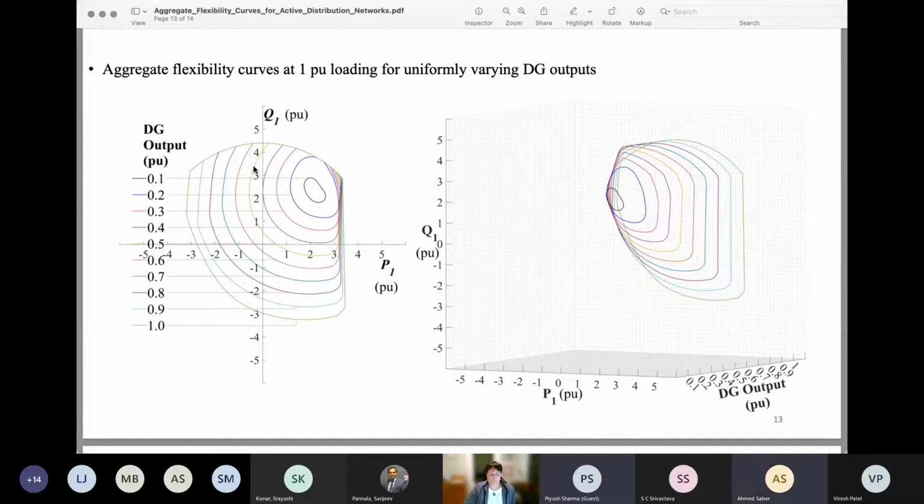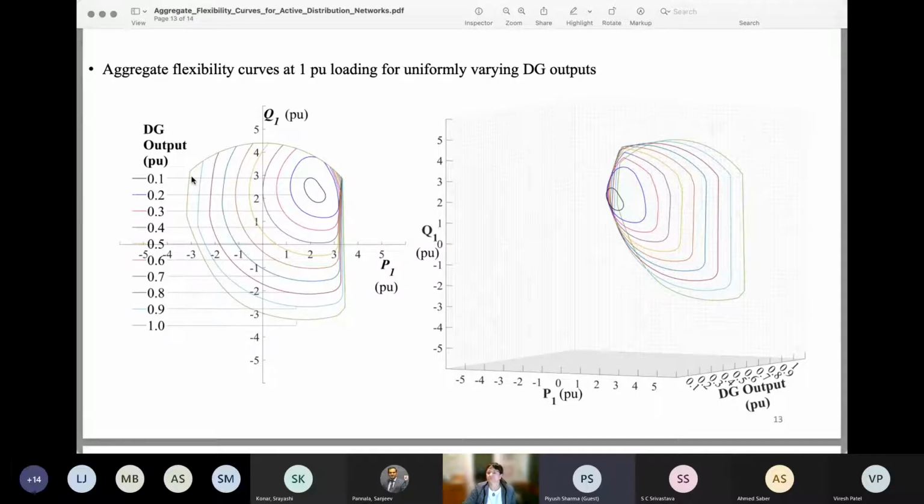Absolutely. Still, the question is how exactly he will be tackling the dynamics from the DG side. That's still a question. I agree, absolutely. That cannot be tackled by one single curve.